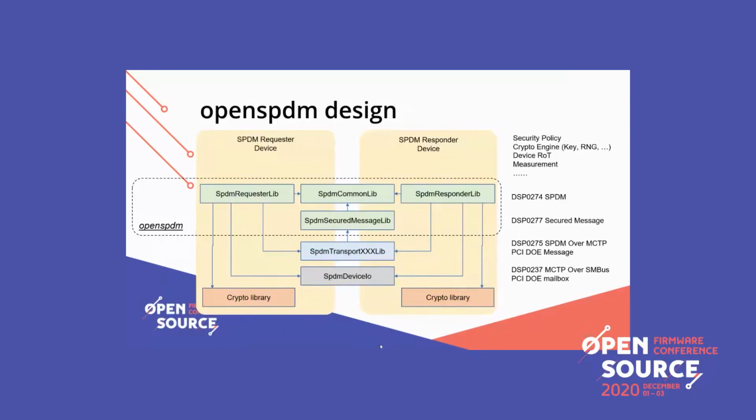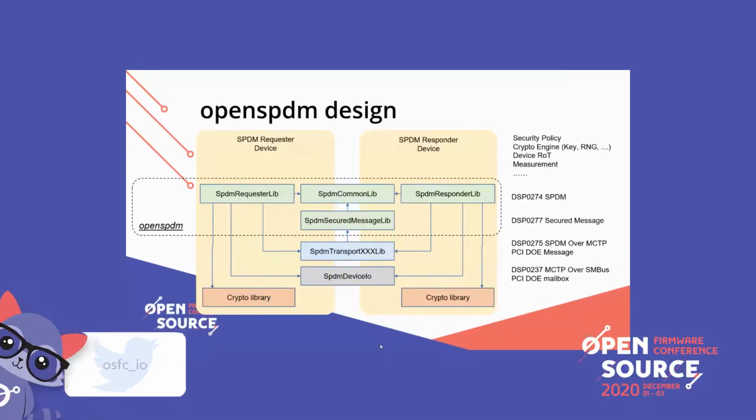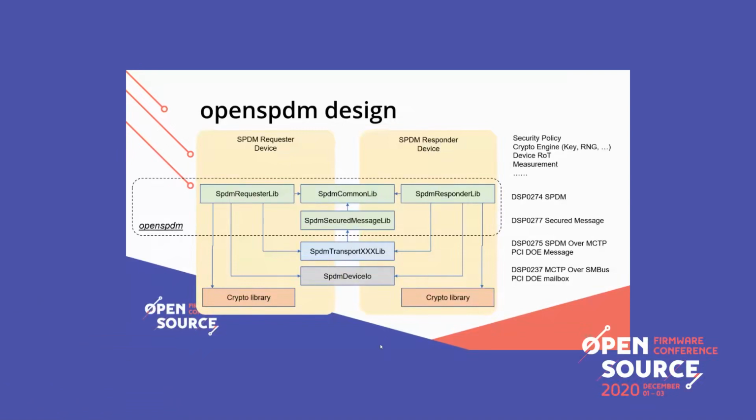The SPDM request lib provides the services for the SPDM requester. For example, it has APIs to send get version, get capability, or negotiate algorithm to the responder. It can also start a session or send application data for the session. The SPDM responder lib provides services for the SPDM responder. For example, it has a callback function to process the SPDM request message and build the SPDM response message.